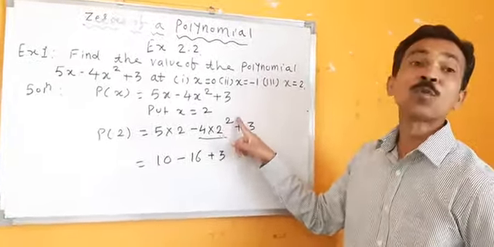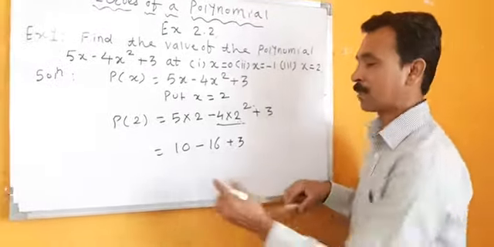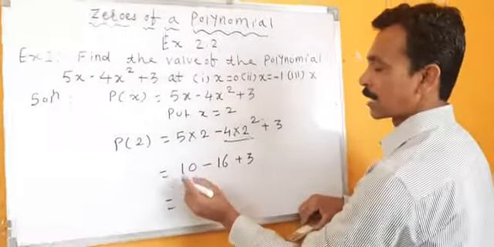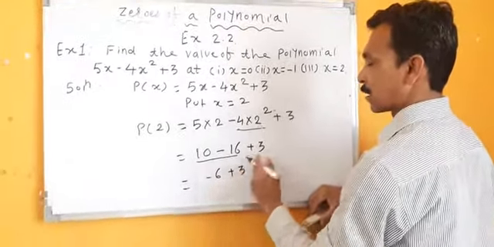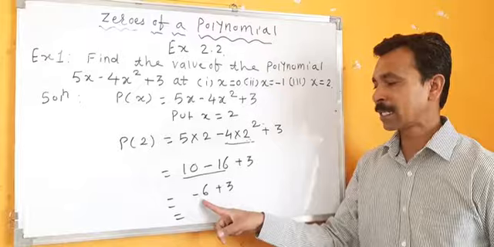2 square is 4. 4 4s are 16, right? What is 10 minus 16? Minus 6 plus 3 is equal to... Understood why minus 6 has come?